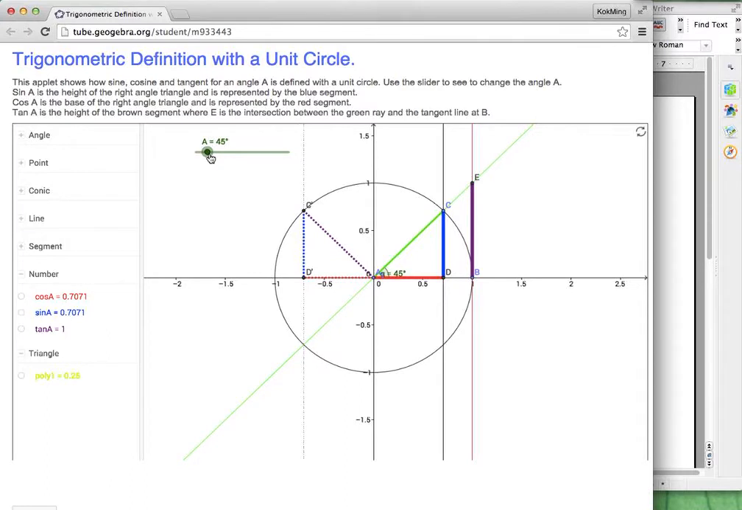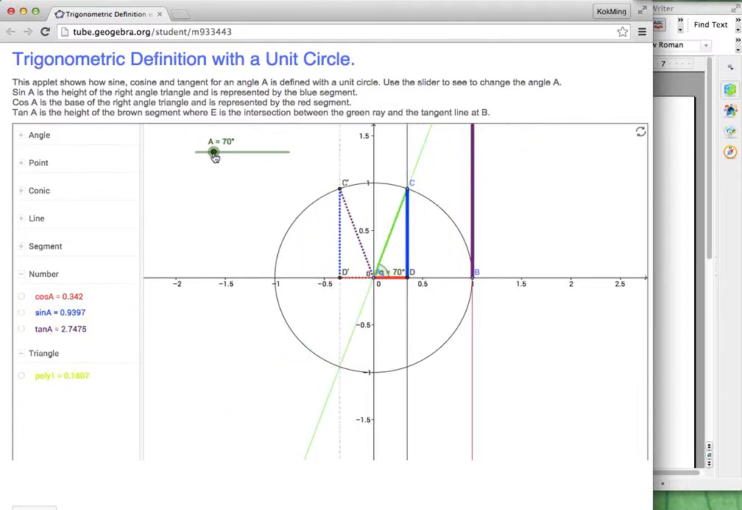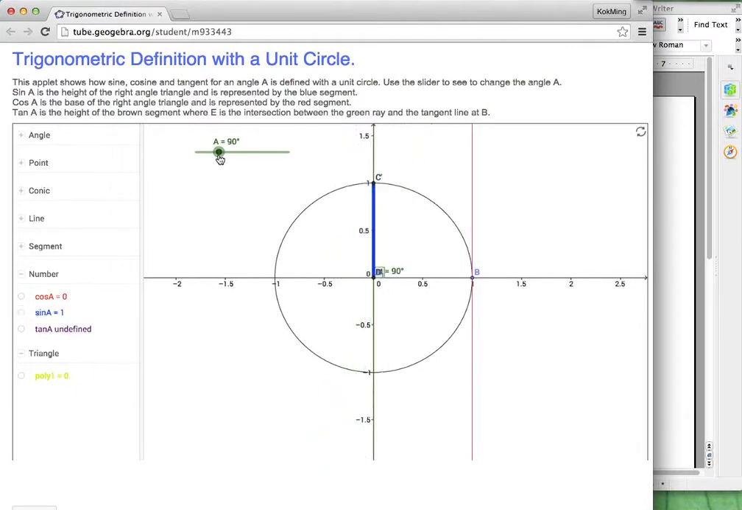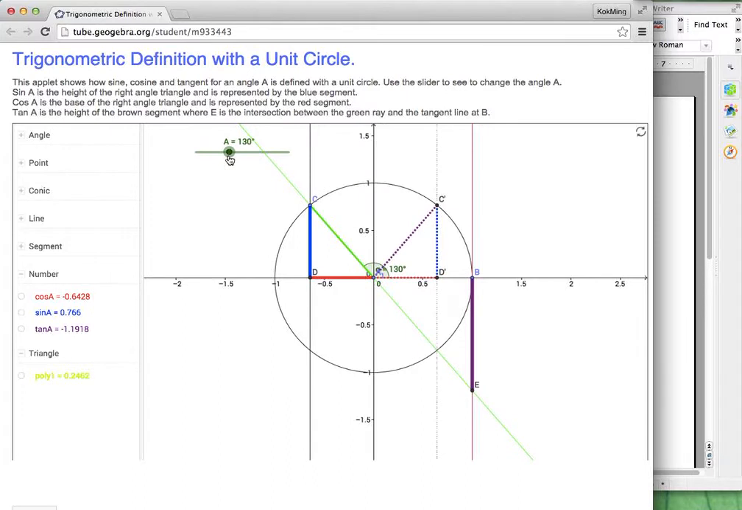If I increase the angle theta, for example to 45, then you see that the height here is 0.7071. And if I keep on increasing, this is 70, and the height now is about 0.9397. And when it reaches 90 degrees, you see that the height here is 1, right?